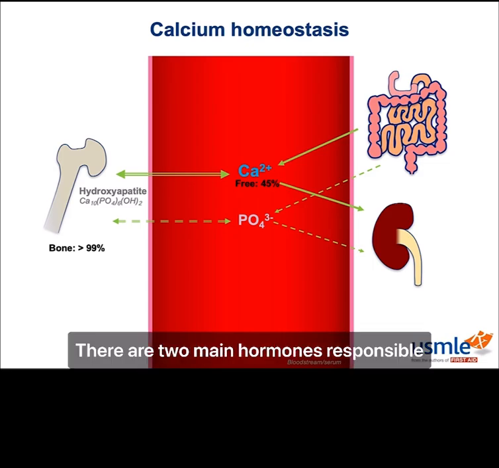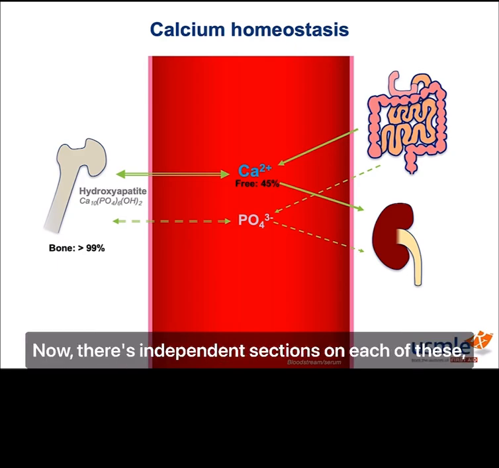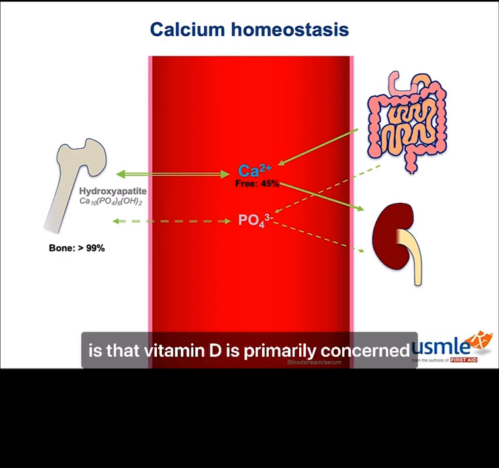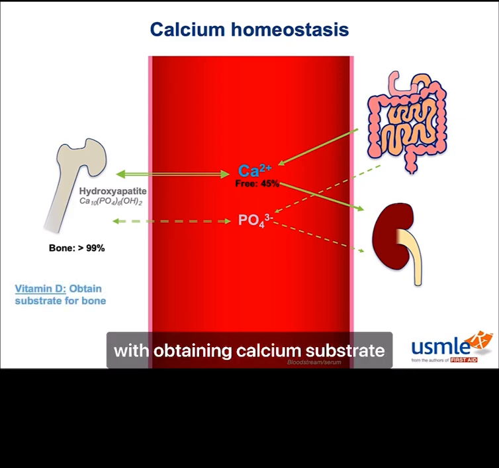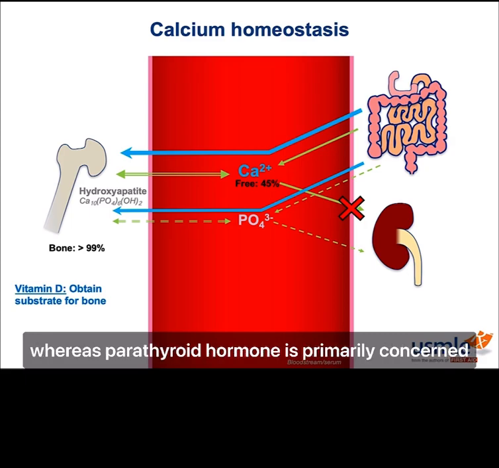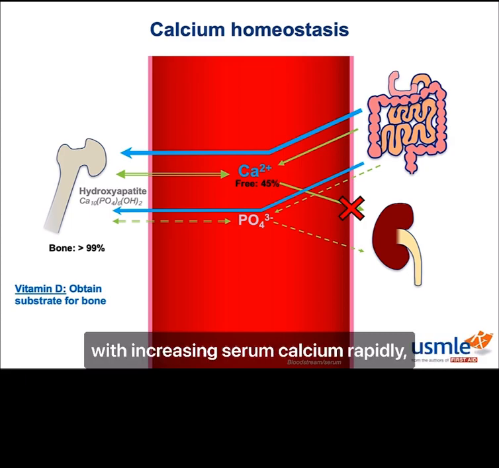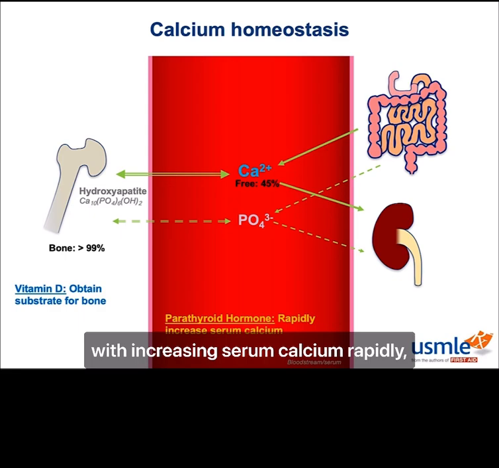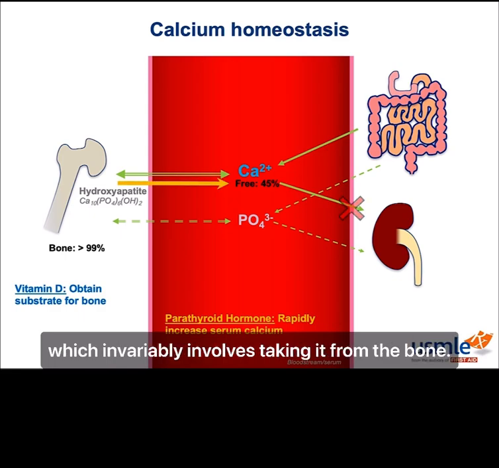There are two main hormones responsible for maintaining calcium homeostasis: vitamin D and parathyroid hormone. Now, there's independent sections on each of these, but the most important thing to remember is that vitamin D is primarily concerned with obtaining calcium substrate for the bone from food, both calcium and phosphate, whereas parathyroid hormone is primarily concerned with increasing serum calcium rapidly, which invariably involves taking it from the bone.